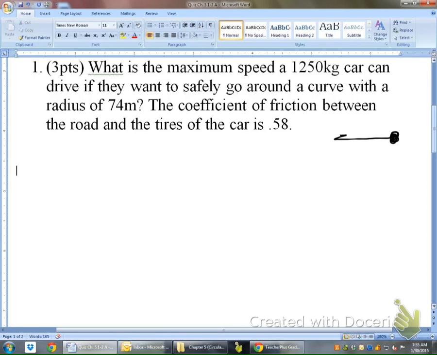So we know that centripetal force always goes in what direction? Do you remember? Toward the center, exactly. So if our curve is going, let's say like this, centripetal force should always be going toward the center of the circle. So that's our F sub C.